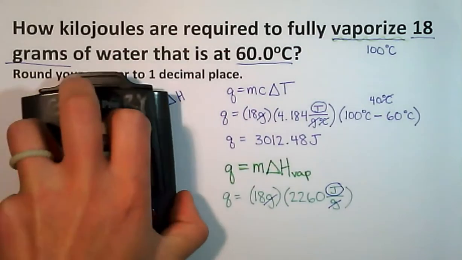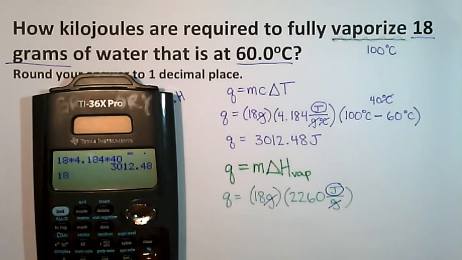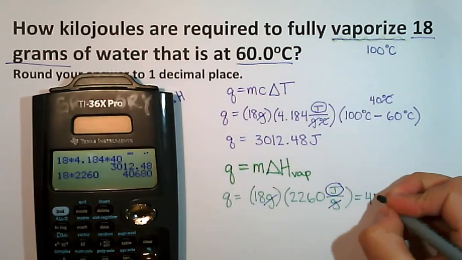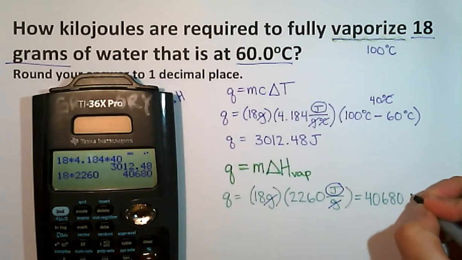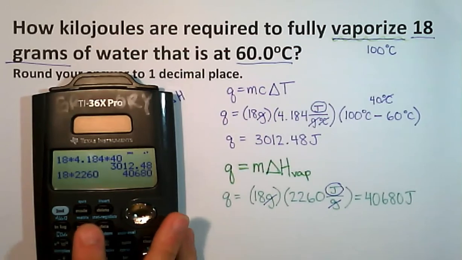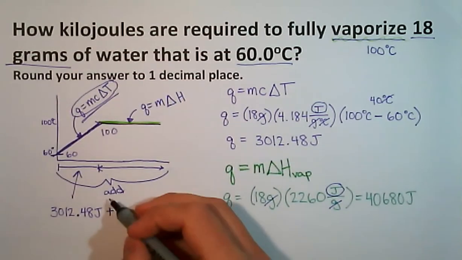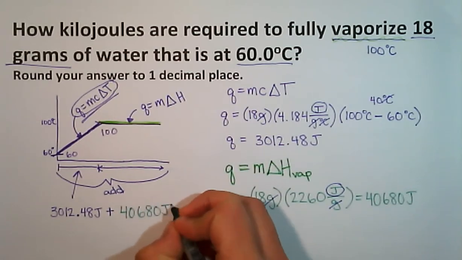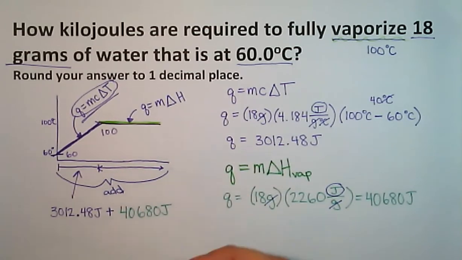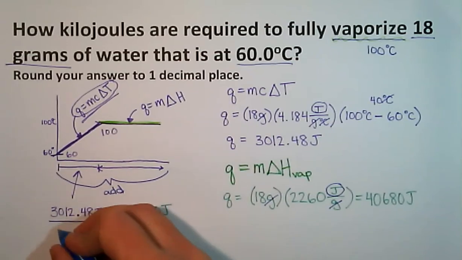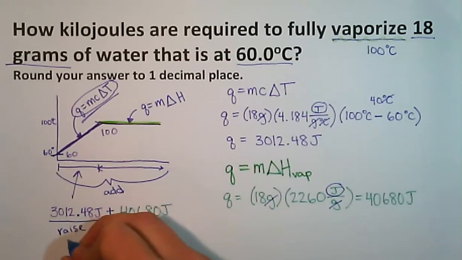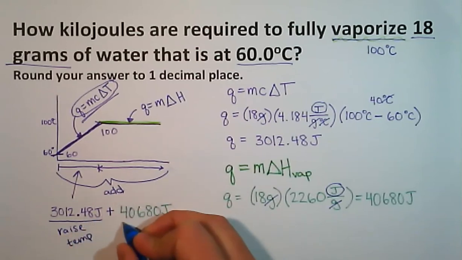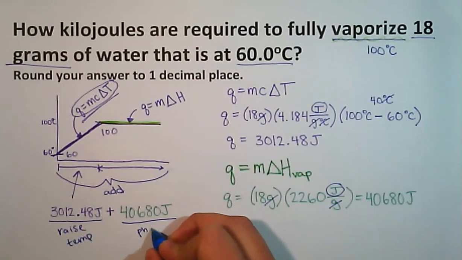So let's put this in our calculator. 18 times 2260, which gives us 40680 joules, which is the second part of our energy needed to make this phase change happen. So we're going to add this 40680 joules. This is the energy needed to raise the temperature. And this is the energy needed for the phase change.